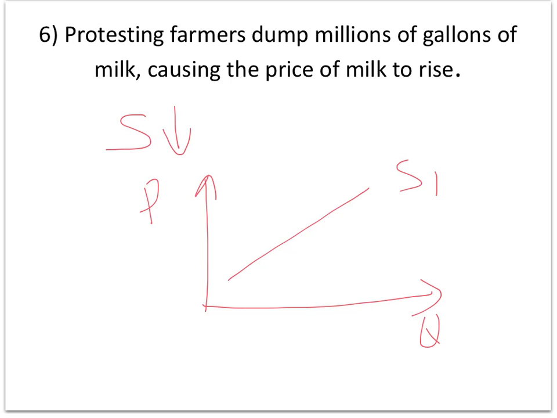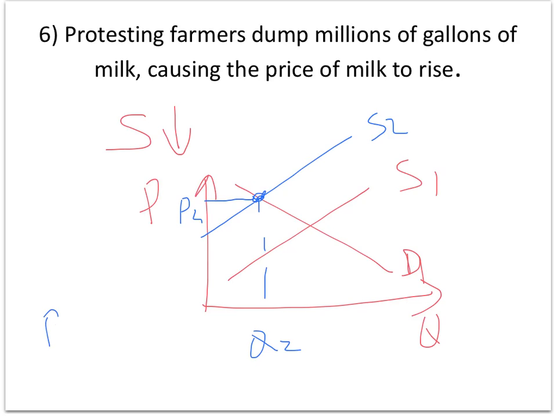This is my supply 1. This is my demand 1. Now I said that supply will decrease. You see, at this new equilibrium, prices will increase. Comparing this price and this quantity, quantity will decrease.